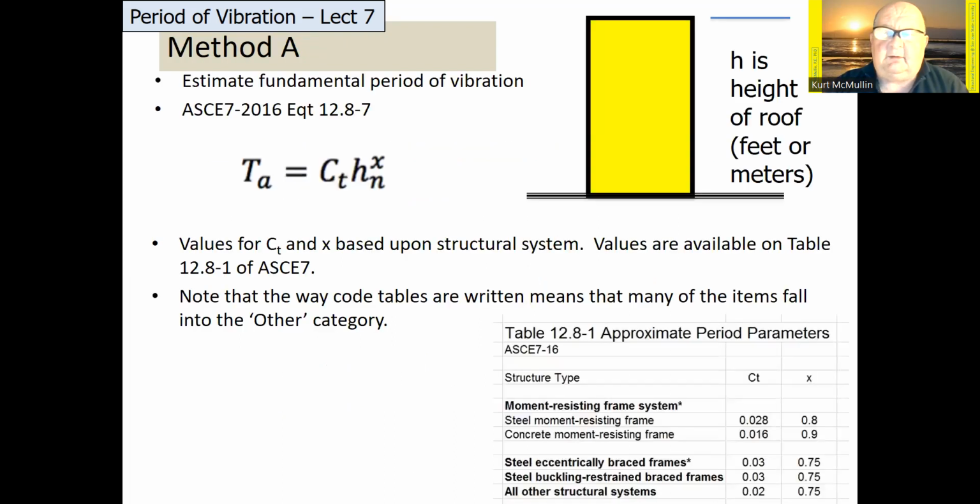So for method A, we're going to use this kind of basic equation from the ASCE 7 document. H is going to be the height of the roof, either in feet or in meters. The C sub T and the value of x we're going to get from this short table that comes from the building code.